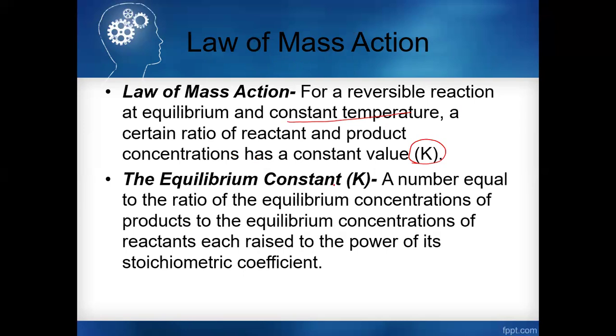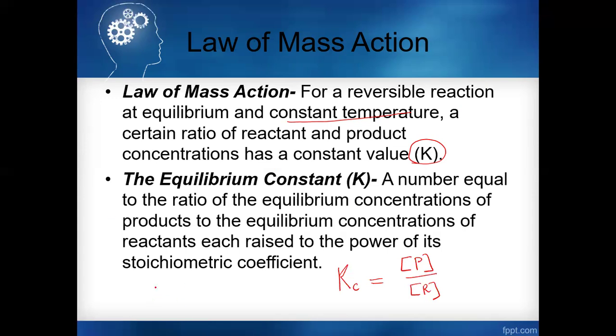So the equilibrium constant, which is influenced by the law of mass action, we say the equilibrium constant is a number equal to the ratio of equilibrium concentration of the products to the equilibrium concentrations of reactants, each raised to the power of its stoichiometric coefficients. Let me tell you in a simpler way how to understand this. So we say the equilibrium constant is called Kc. The Kc is equal to the ratio of the concentration of the products divided by the concentration of the reactants. But this is not how we express it. You will see there is a way on how we express it.